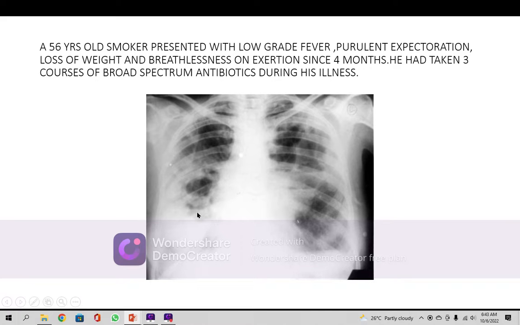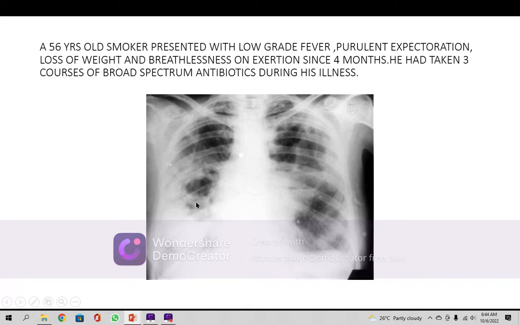The other chronic inflammations which can cause this type of fibrotic bands and cavitations are the fungal infections, the invasive type of fungal infections. It may be cryptococcus, it may be coccidioidomycosis. These all can cause this. No specific lesions are seen with the fungi.